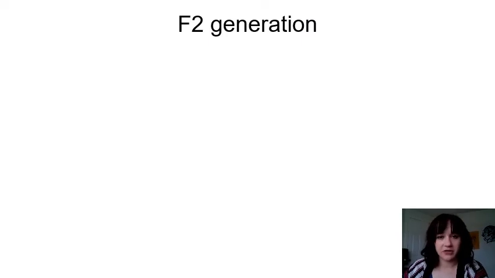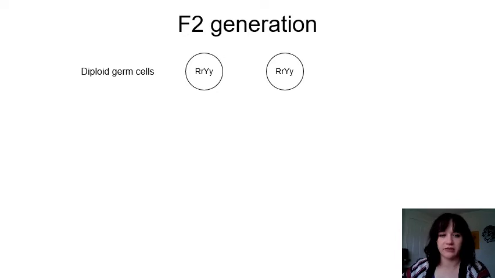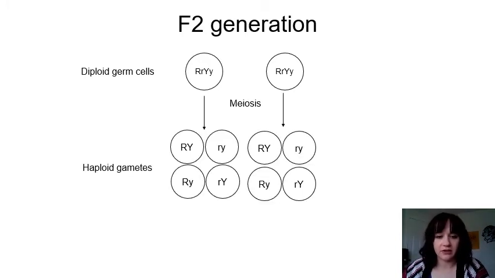Now, the next part, we have to in-cross that first generation to produce the F2 generation. So we have our diploid germ cells that are heterozygous. And when these germ cells undergo meiosis, here we have all the possible gametes that could be created. So here you can see there's more variety. We can have some gametes that have the dominant allele and some gametes that have the recessive alleles.